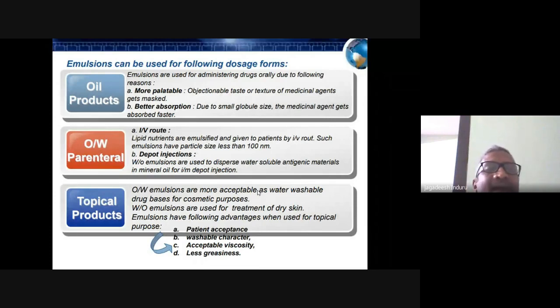Oil products, generally we make in the oral format to give more palatability and better absorption. That is the oral route. So, oral route, parenteral route, and topical route. In all these cases, patient acceptance is better, which is the reason we give these, and bioavailability is better because the drug is present in the solubilized state and has the highest surface area.